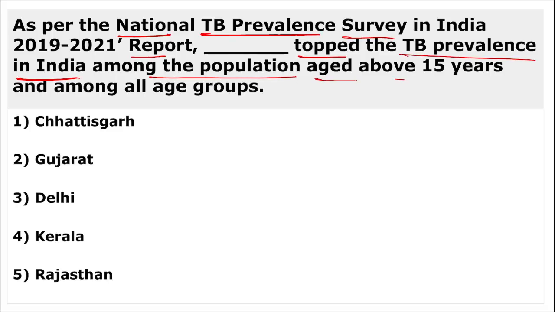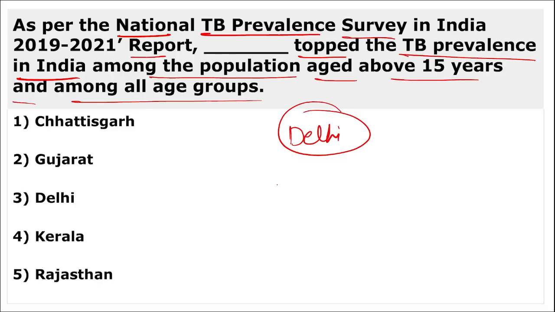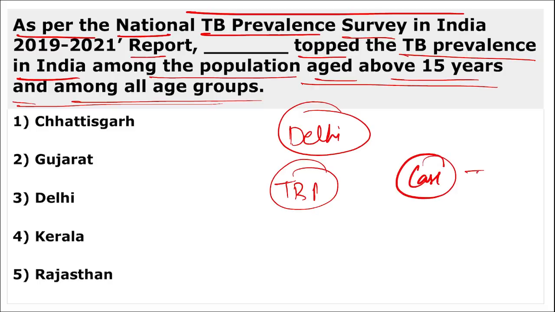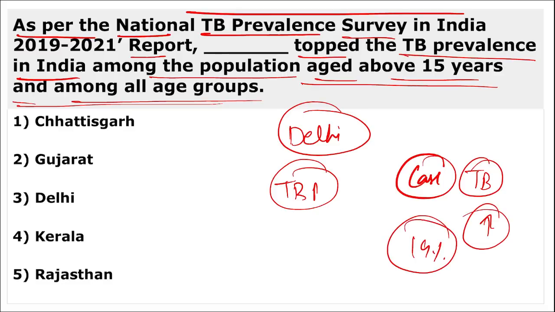As per the National TB Prevalence Survey in India report, Delhi topped the TB prevalence in India among the population aged above 15 years and among all the age groups. So remember, Delhi, the capital of India, has topped in the TB prevalence. This report is the National TB Prevalence Survey in India 2019 to 2021 report. It stated that the cases of TB, that is tuberculosis, have increased from the past years by 19%.